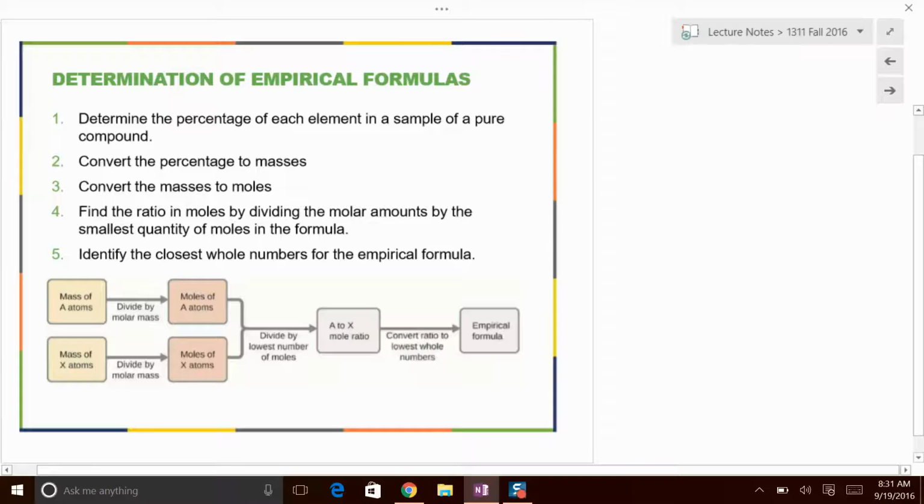Now, this is the more practical area of this, determining the empirical formula. Okay? So determining the empirical formula, there's a process. And that process is to determine the percentage of each element in a sample of a pure compound. So you probably use a machine to do that, like a gas chromatography, or you could use maybe a mass spec. And they would tell you the percentages of the different elements in the compound.